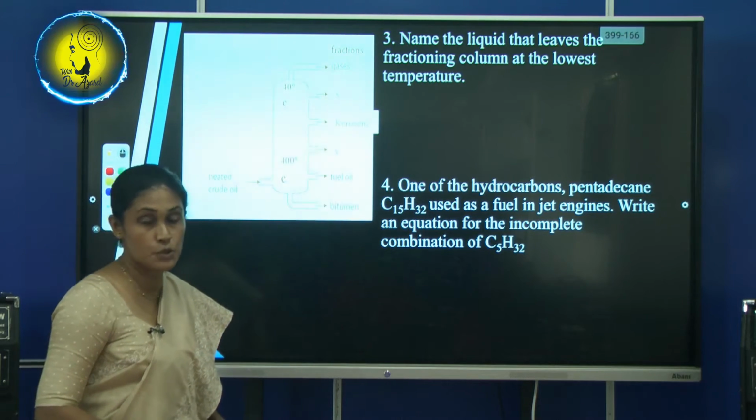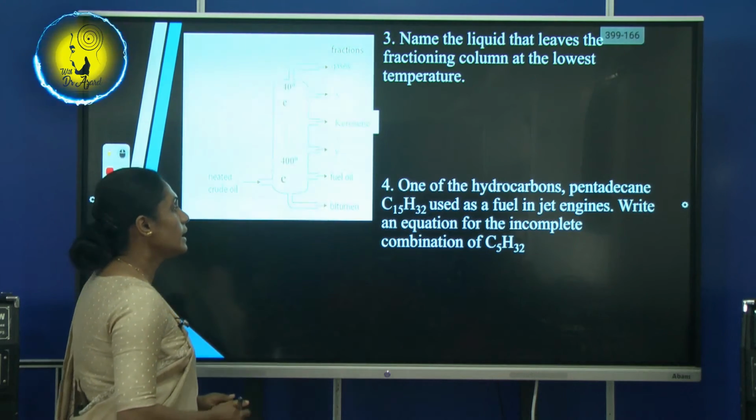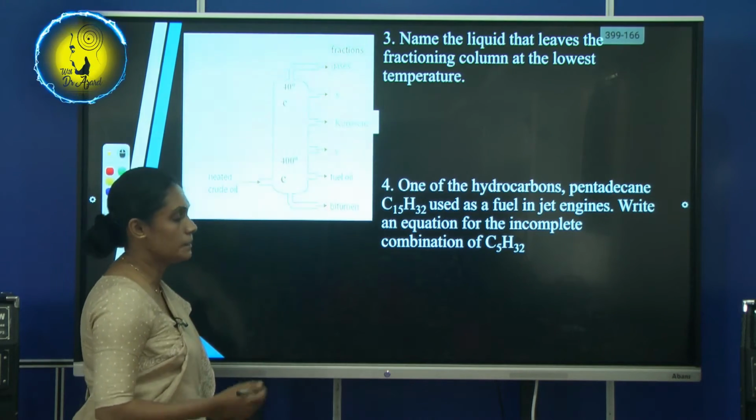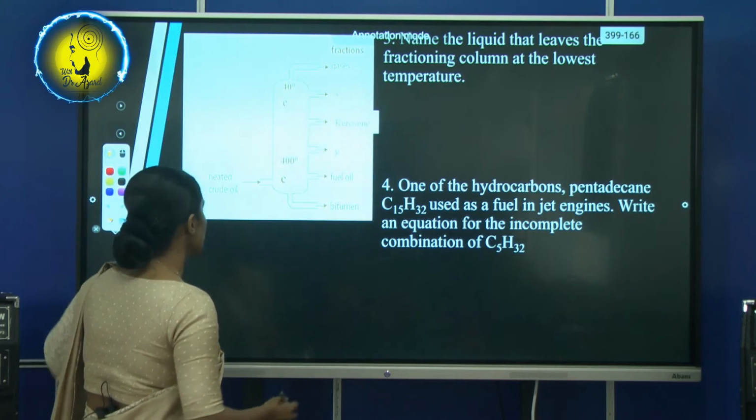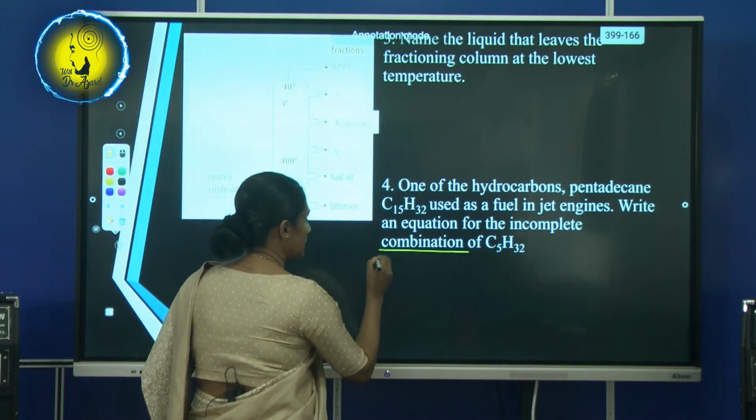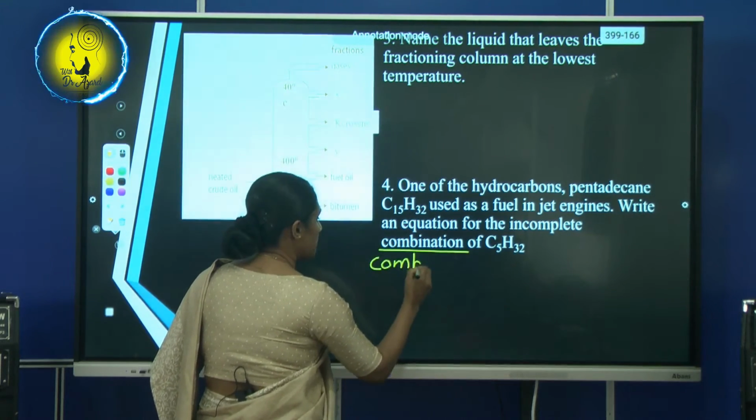Number 4, one of the hydrocarbons, pentadecane, they have given you the formula, used as a fuel in jet engines. We say superpetrol. Write an equation for the incomplete combustion. This is not the word, we have to use combustion. This is wrong, right? It's a printing mistake. Combustion.